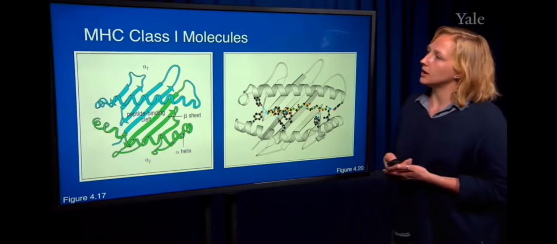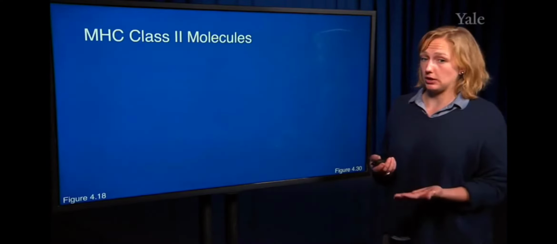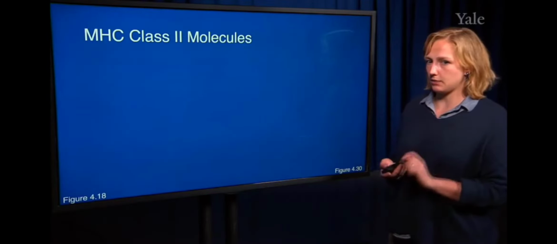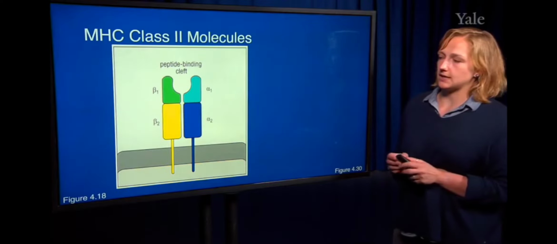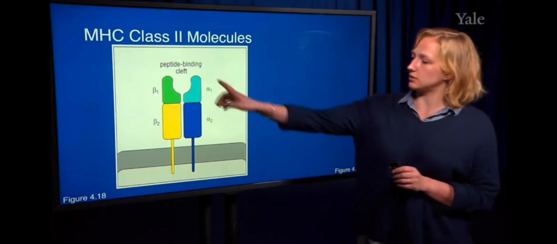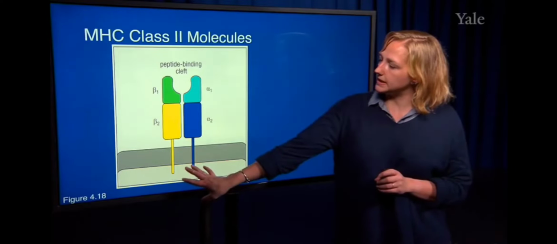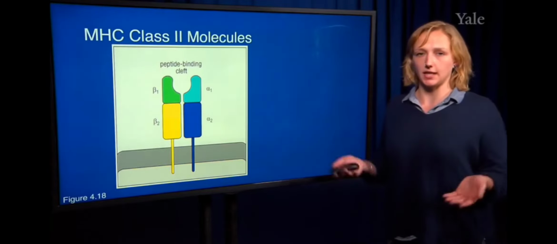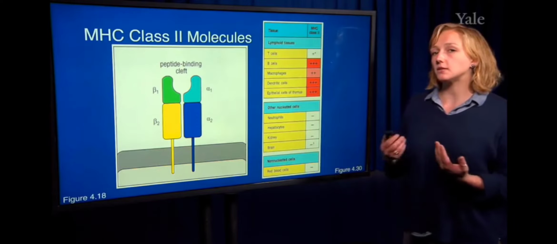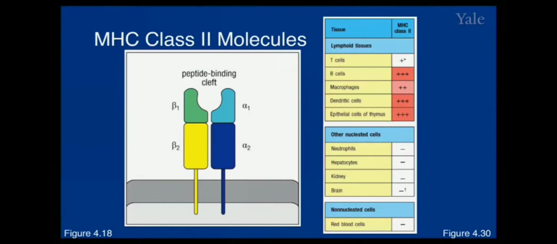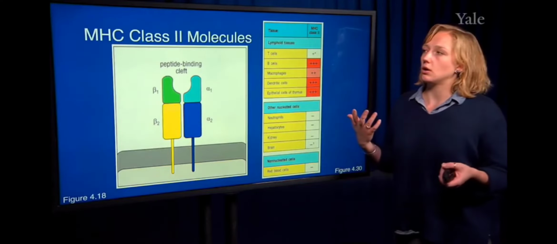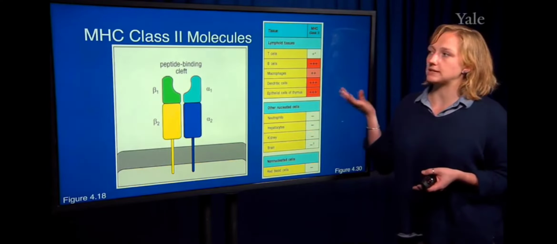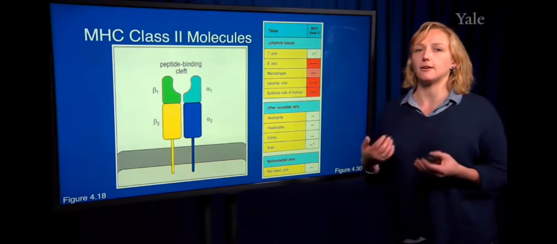Now, if we look at MHC class 2 molecules, they look similar with an important distinction. MHC class 2 molecules are actually made up of two different protein molecules seen here, the alpha chain and the beta chain. And MHC class 2 molecules, unlike MHC class 1 molecules, are expressed on a small subset of cells. They're expressed most highly on B cells, macrophages, dendritic cells, and some epithelial cells of the thymus. Now, these cells, the ones that express MHC class 2 molecules, can also be called antigen-presenting cells.